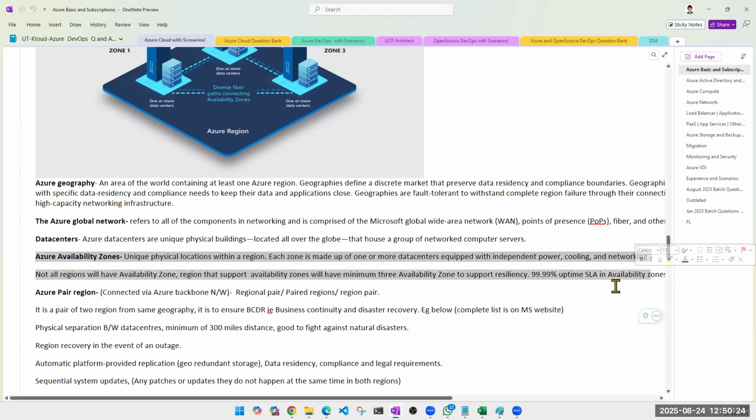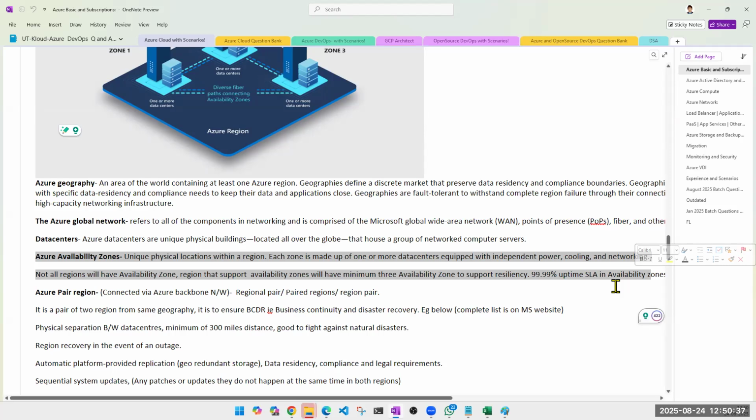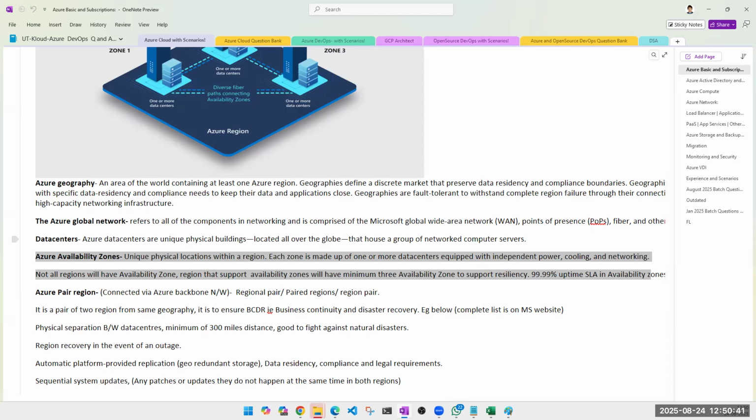Just read it and done. This is the question I have given you. I won't recommend that. And the last point is that a minimum of three data centers should be available in the zone to provide resiliency. Even if it is two or one, it will not be considered an availability zone. There is no region with two, and if it is one, definitely it's not highly available.